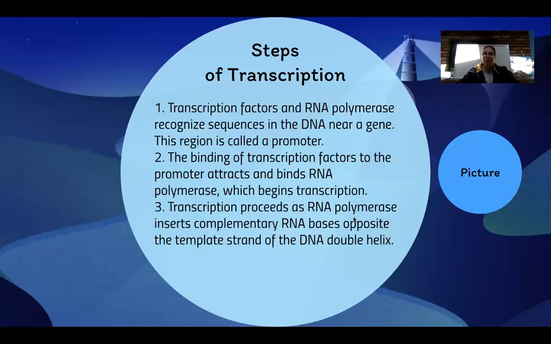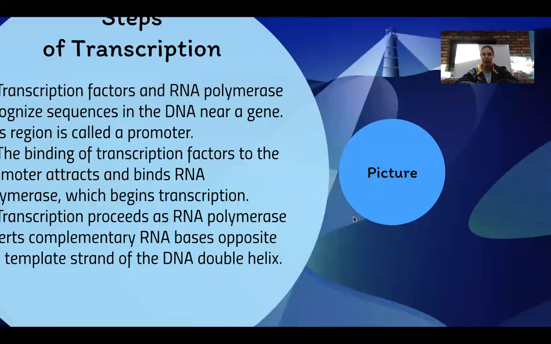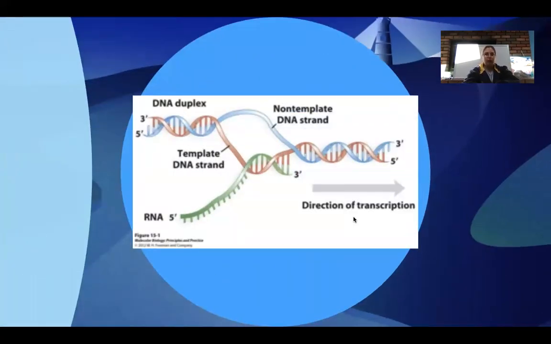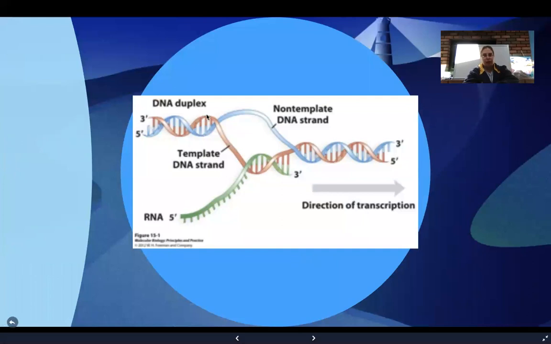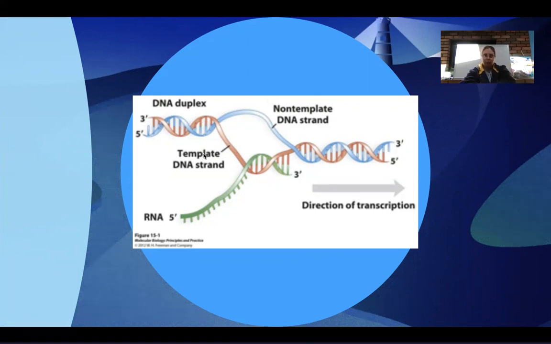Because remember, there's no thymine in RNA, so it's going to add the uracil instead. So it's going to make complementary RNA bases and attach them together to form the mRNA sequence, which you can now see here. We have the picture, the red and blue up top. Those are the DNA double helix. It is open courtesy of DNA helicase.